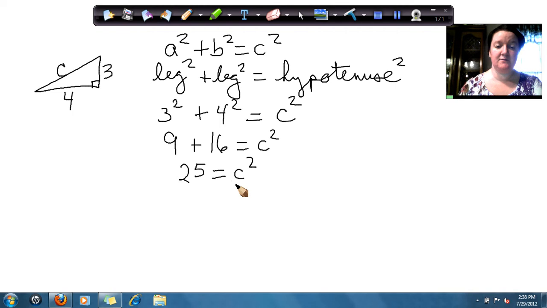equal to c squared. Now I need to find the square root of c squared, so I'm going to take the square root of both sides. Now the square root of 25 is 5. So our value for c is 5. Now it could have been plus or minus, but here we're dealing with a distance, so we know that it couldn't be the minus for this particular question. Let's look at another example.